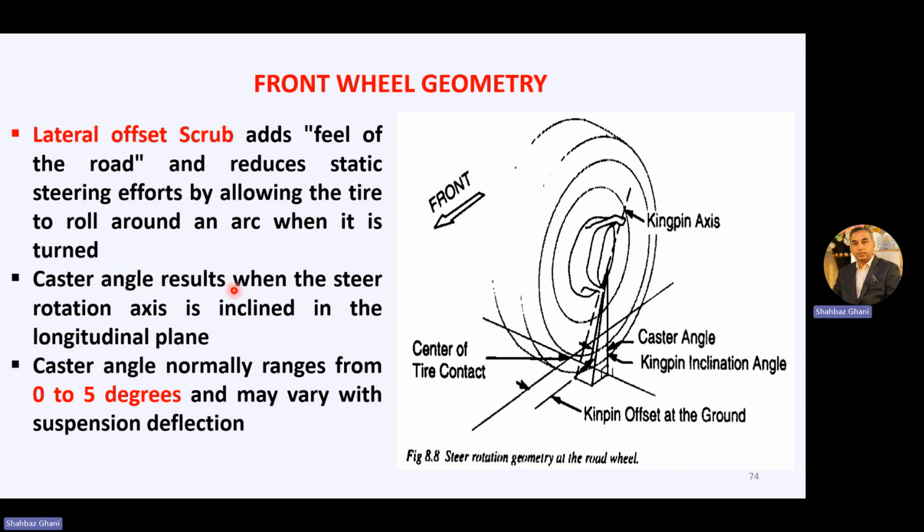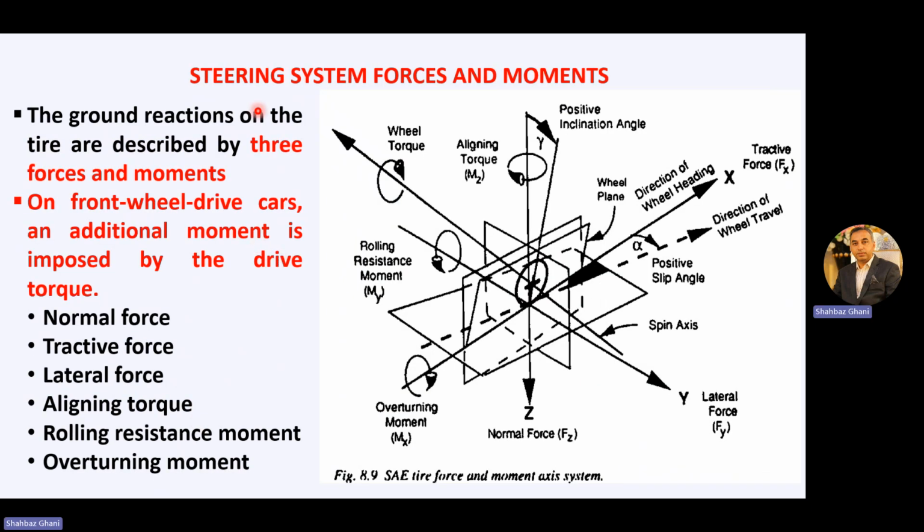Caster angle results when the steer rotation axis is inclined in the longitudinal plane. Caster angle normally ranges from 0 to 5 degrees and may vary with suspension deflection. If we have a caster angle of more than 11 degrees, then we have to use the steering damper. We have studied this previously.